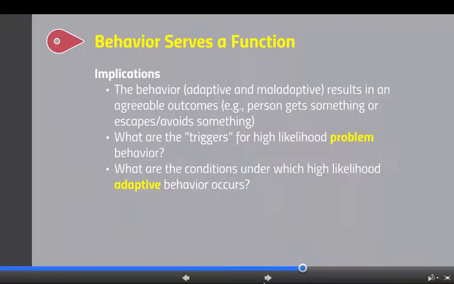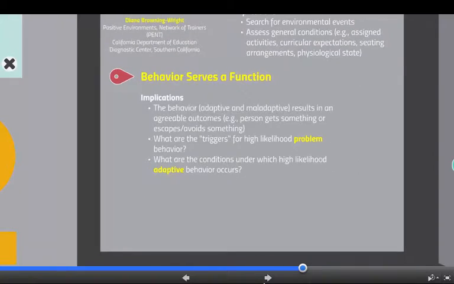We also know that behavior serves a function. The implication here is that behavior, both adaptive and maladaptive, results in either agreeable or disagreeable outcomes. When they result in agreeable outcomes, then the person will do more of it. So we need to be mindful that behavior serves a function, and that there's a reason why it occurs, and that a good behavior intervention plan is one that is going to be addressing the function of the behavior. We need to be looking at the triggers for high likelihood problem behavior, and we also need to be looking for triggers for adaptive behavior, and then developing our behavior intervention plan accordingly.